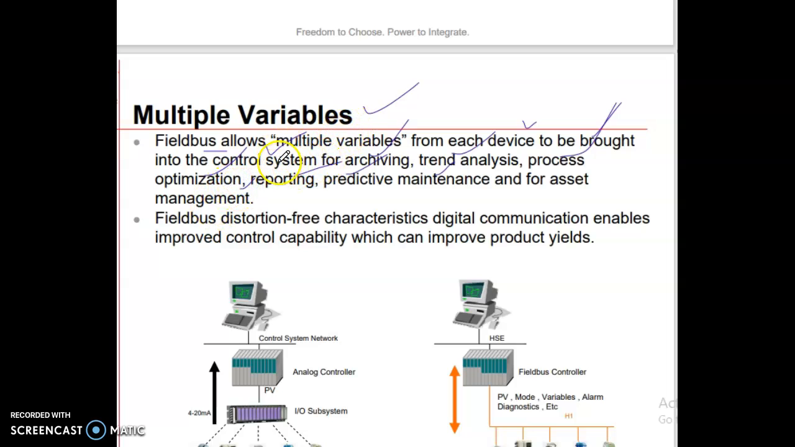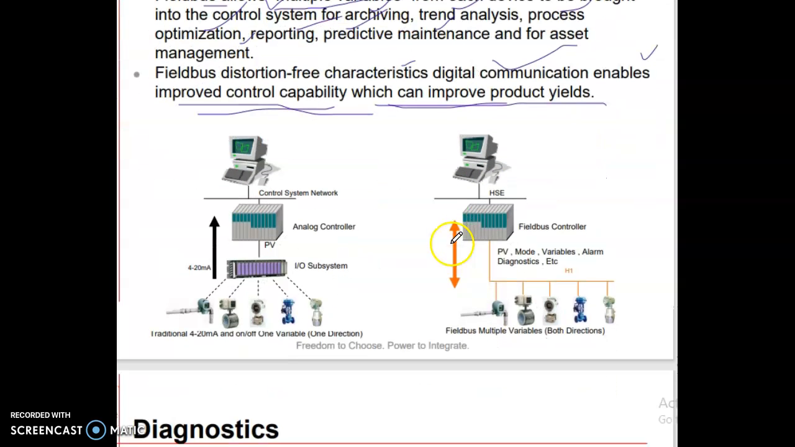Multiple variables means pressure, flow, how much flow, pressure, temperature, and so on. Fieldbus's distortion-free characteristics in digital communication enable improved control capability, which can improve productive yields.